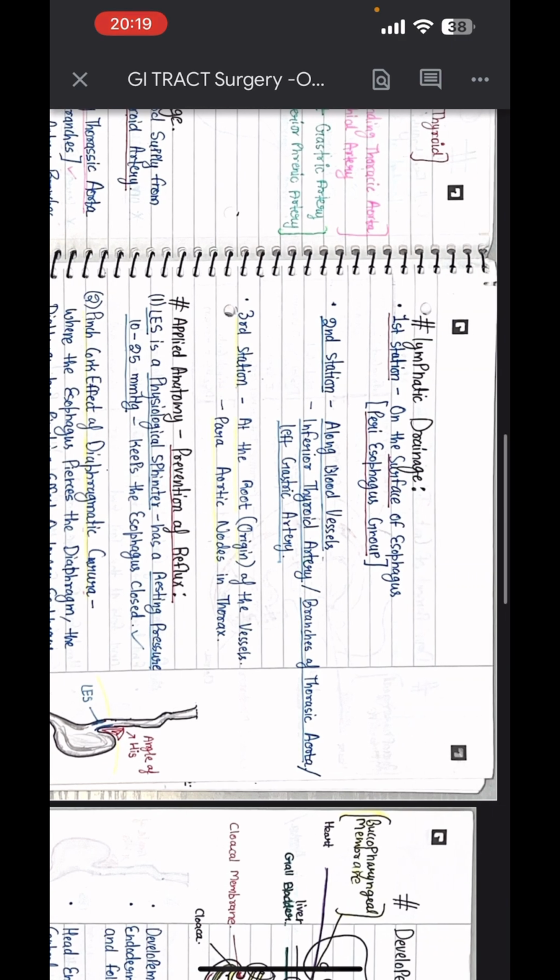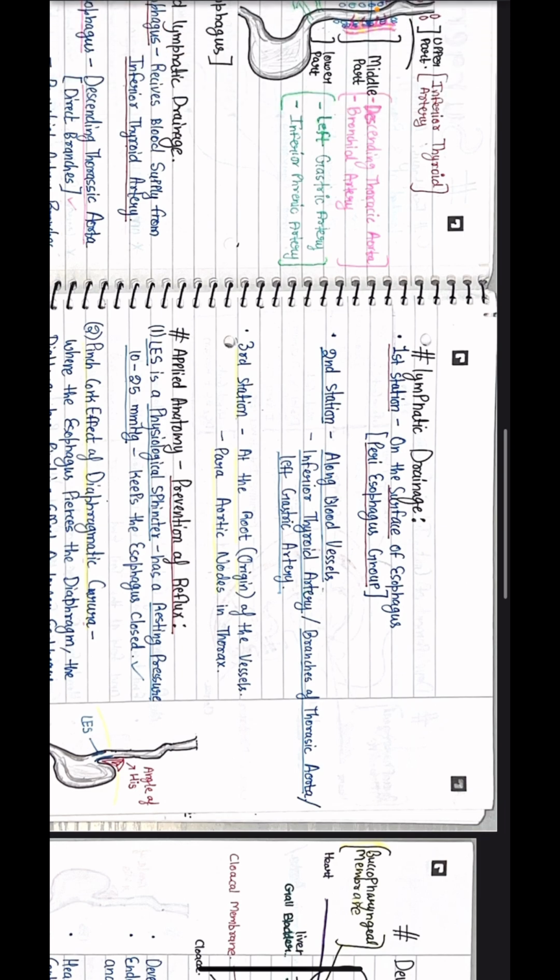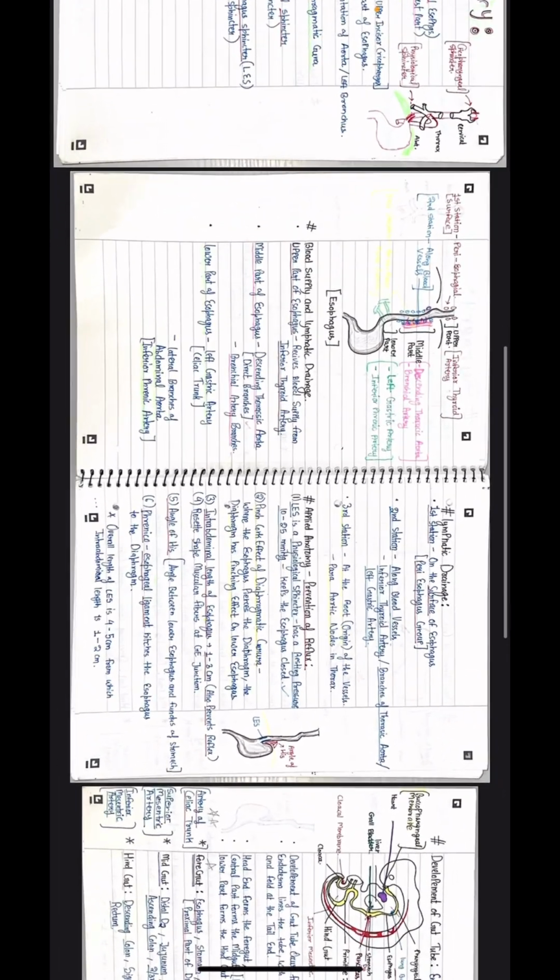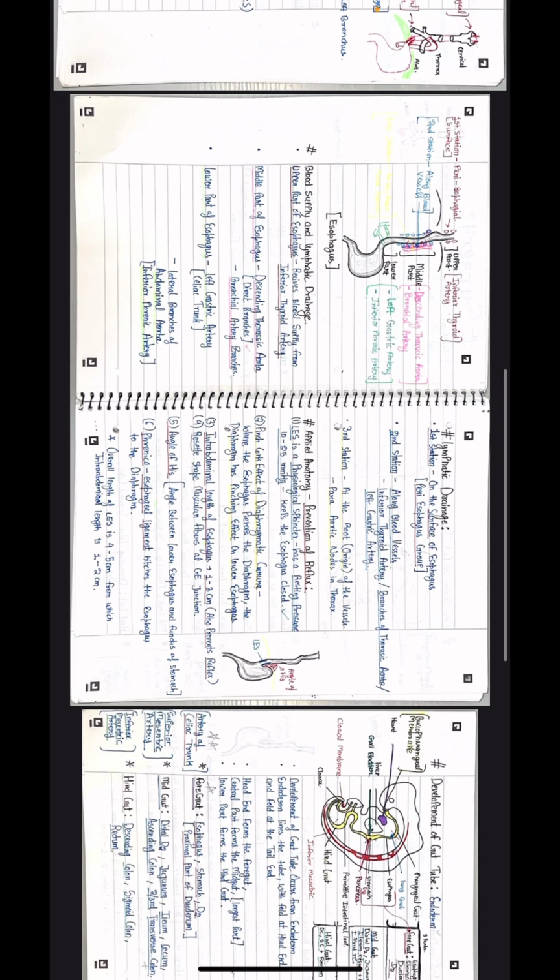And lymphatic drainage: the first station should be on the organ, which is the esophagus here. The second station should be along the blood vessels, which are the inferior thyroid artery, branches of the thoracic aorta and the left gastric artery, mainly. So the third station should be at the root or origin of the vessels, let's say para-aortic nodes in the thorax. So let's go next. I hope this is clear now.